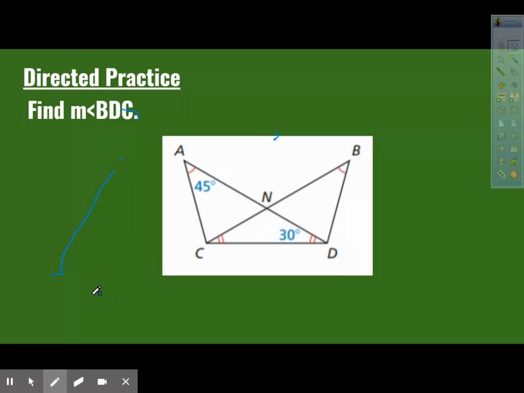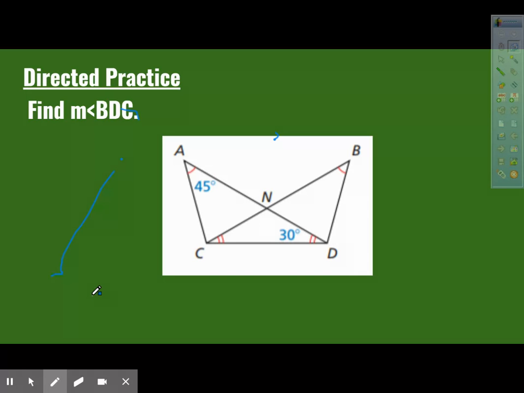So they're asking for the measure of angle BDC. So that's this whole entire angle right here. If it's hard for you to see which angle they're talking about, I suggest tracing it, going from B to D to C, and then you can see that they're talking about this big angle. So somehow we need to figure out the measure of this entire angle. So we need to figure out this missing part.